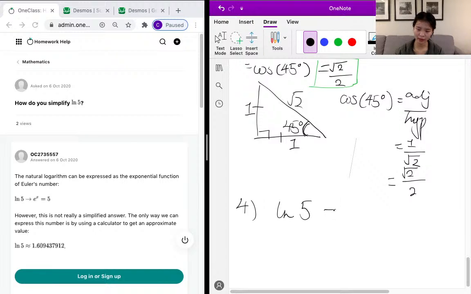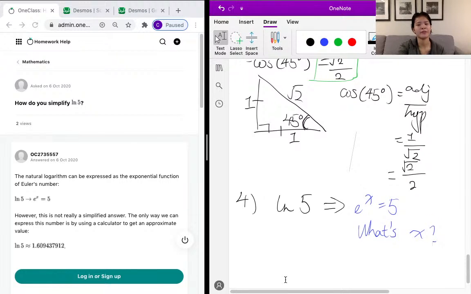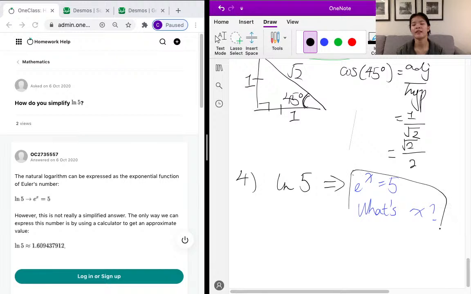And so we know that log 5 is basically saying e to the power of what is x? So basically it's saying e to the power of x equals 5, and what's x? That's all it's saying, what's x? And there isn't really any way to simplify it, because this block over here is not a simplification, in my opinion, or in everyone's opinion. So we can't simplify ln 5. So, cannot simplify.